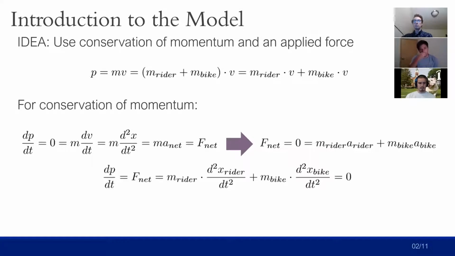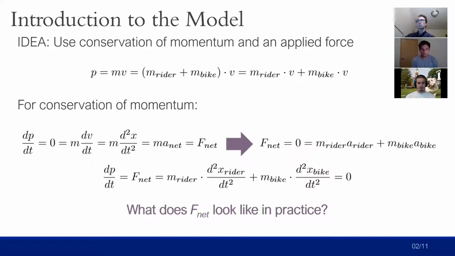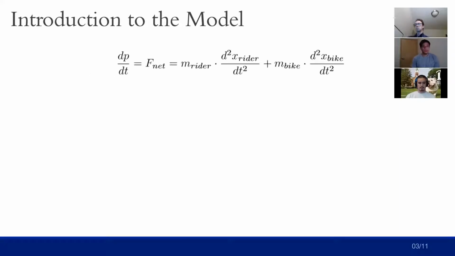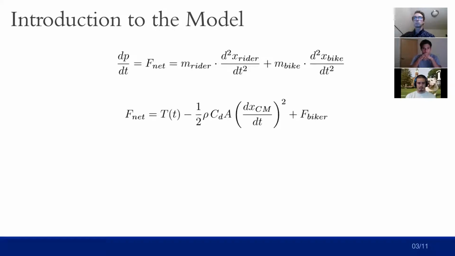Here we have again how this differential equation would look like with the net force on the left-hand side of the equation. So now we will try to find what the net force might look like in practice. So here we have, again, the same equation. The net force is equal to the derivative of momentum, which we have on the right-hand side of the equation. Now, what might the net force look like?